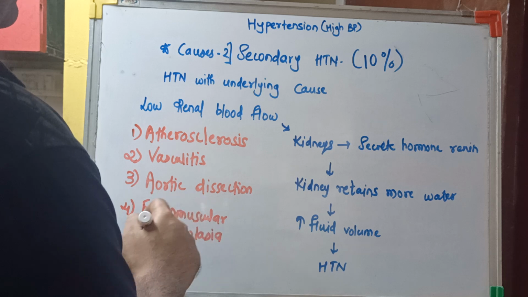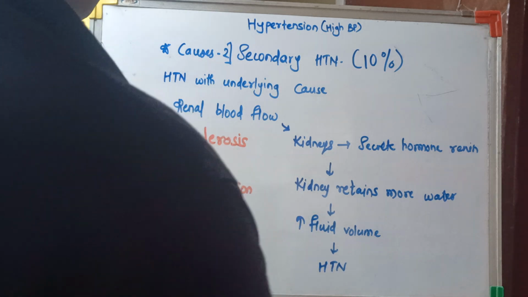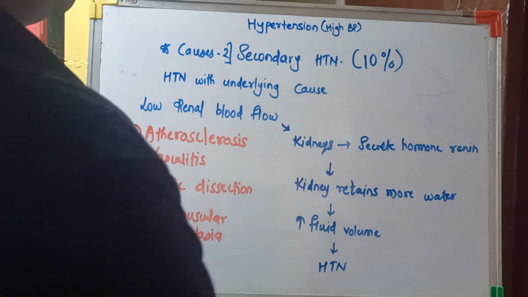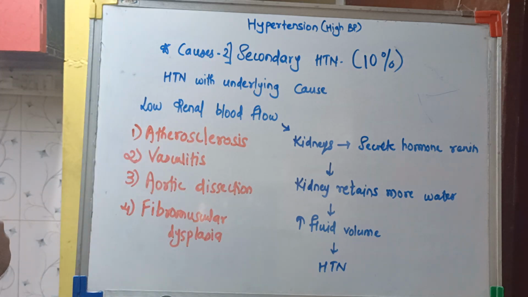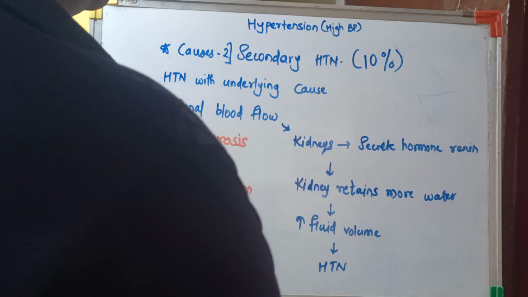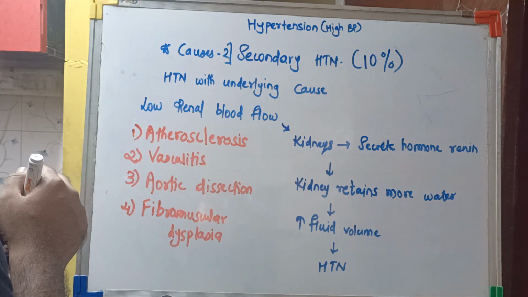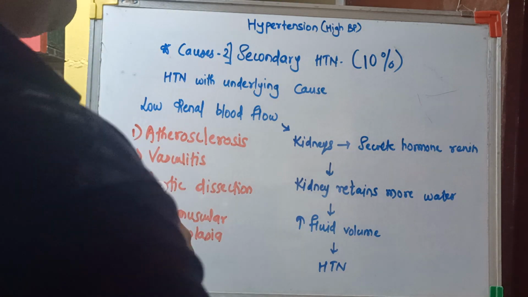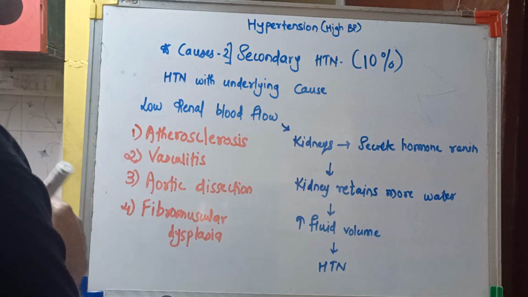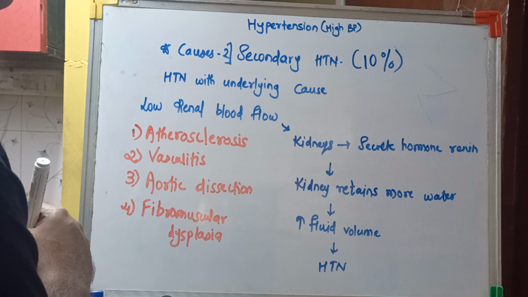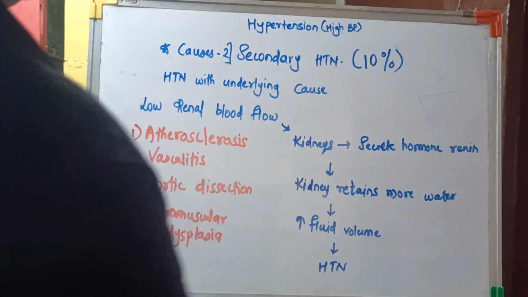Fibromuscular dysplasia causes low renal blood flow. Low renal blood flow causes the kidneys to secrete the hormone renin. What the hormone renin does is cause the kidneys to retain more water. So the fluid volume in the blood vessels increases, which leads to hypertension. So this is secondary hypertension.